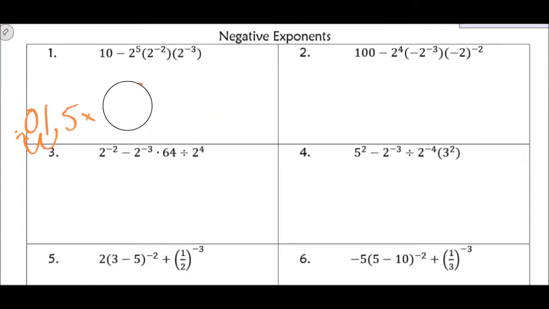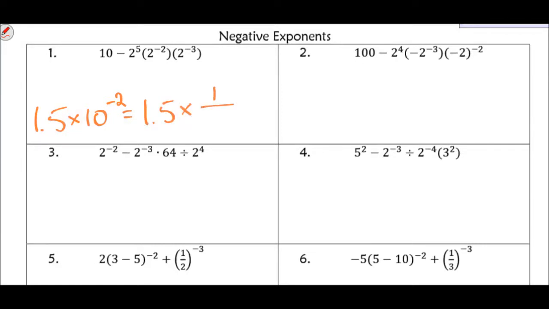And the reason that is because 1.5 times 10 to the negative second is actually the same thing as 1.5 times 1 over 10 to the positive second. A negative exponent basically just changes the expression into a fraction where it's now 1 over that same expression, but we change this exponent into a positive.